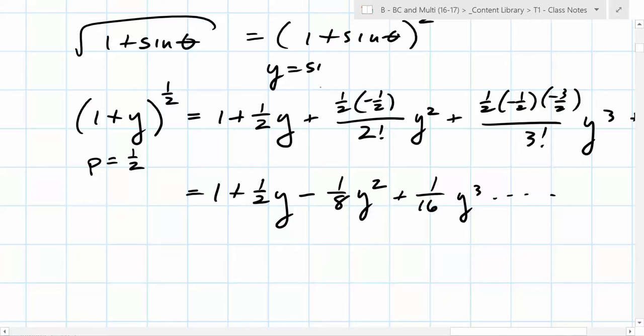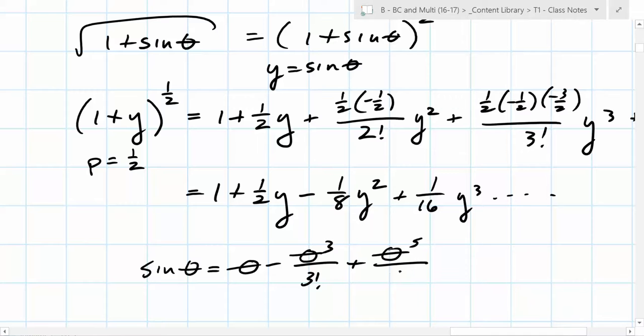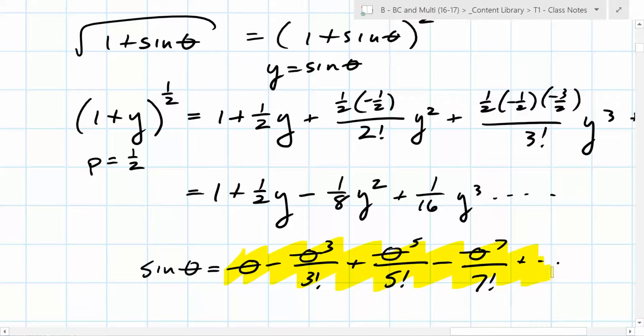We have to plug in what? We're looking for sine not to be in there. What does sine theta equal? Can someone tell me what sine of theta equals? Theta minus theta cubed over 3 factorial plus what? Theta to the 5th over, remember this, everybody? We good? So where do we plug this in? Where does this go? Y.